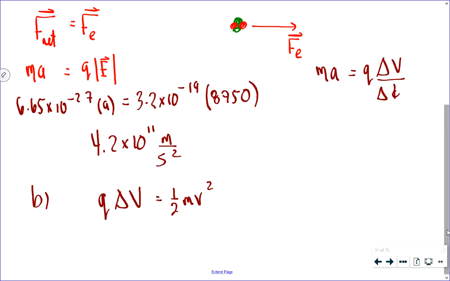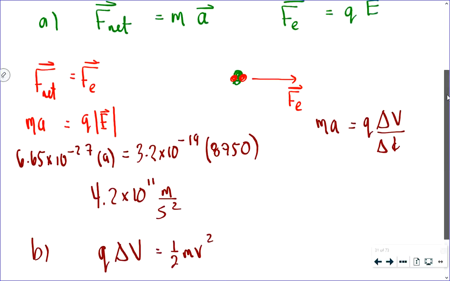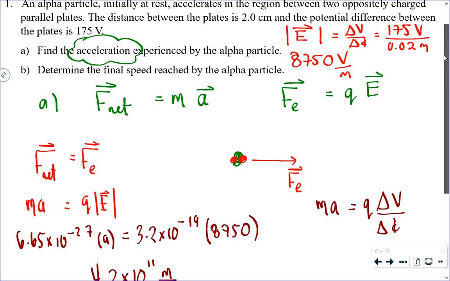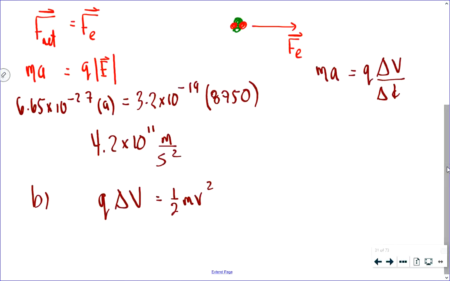I told you yesterday, this particular calculation we're going to be doing like 50, 60 times. It's so common. All you have to do is take the charge times the voltage times 2 divided by the mass and then take the square root. It's something that you shouldn't even really need to think too much about by the time we get to the end of the course. So we know it's an alpha particle. We know the charge. The voltage was 175 volts. We know the mass of the alpha particle.